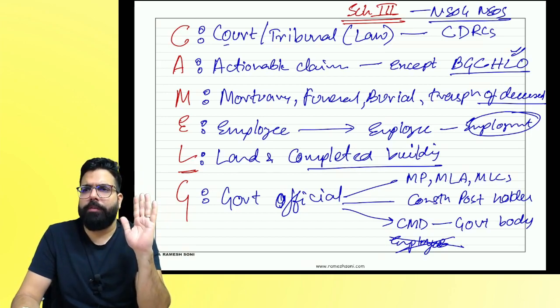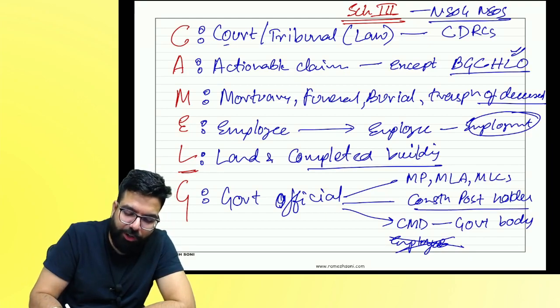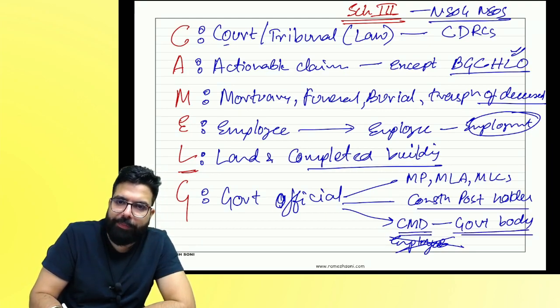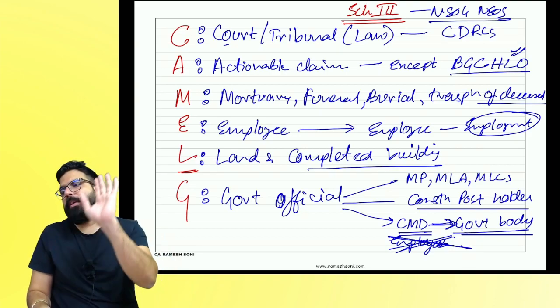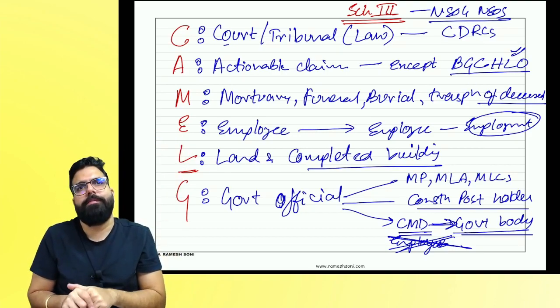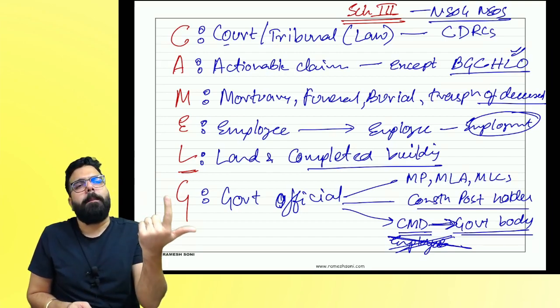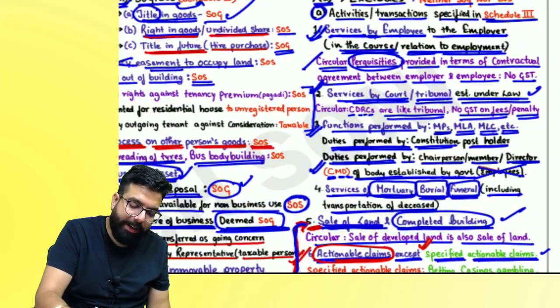Are we clear, everyone? Can we go ahead? Next. And constitutional post holder and CMD of a government body. If he is giving services to the government body where he is not an employee, then his services are also neither supply of goods nor supply of service. What is a CMD, everyone? Chairperson, member or director. Are we done till here, everyone?